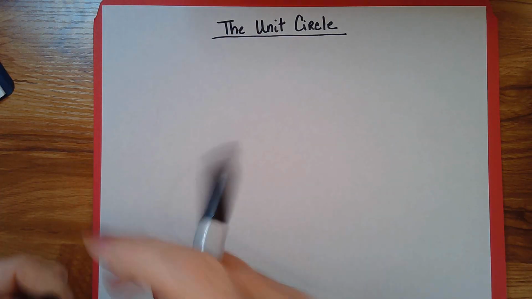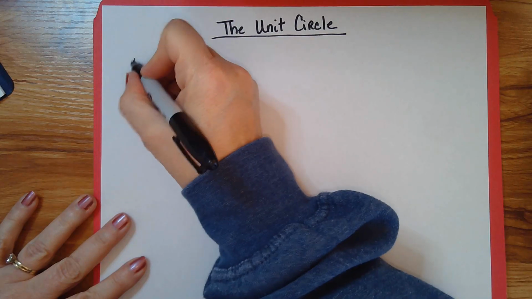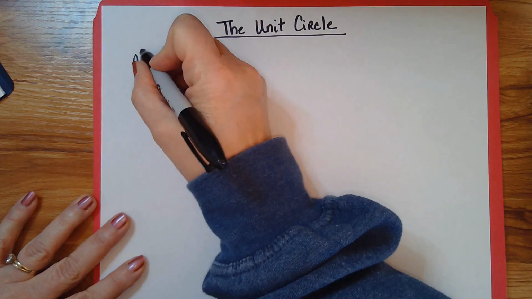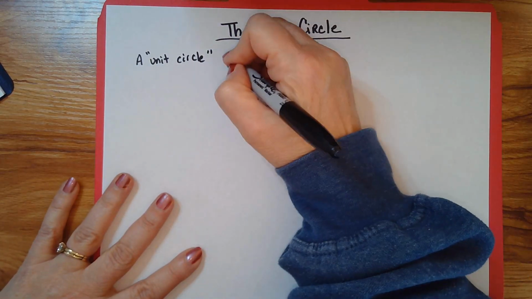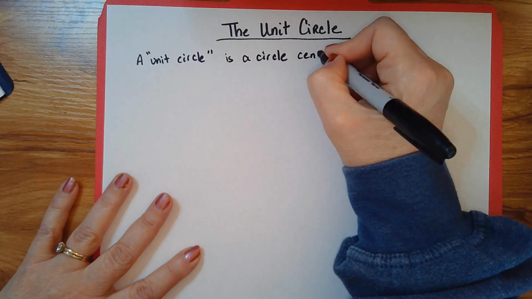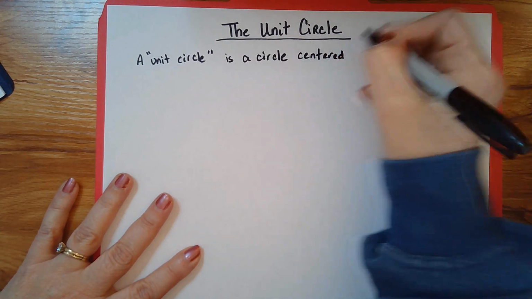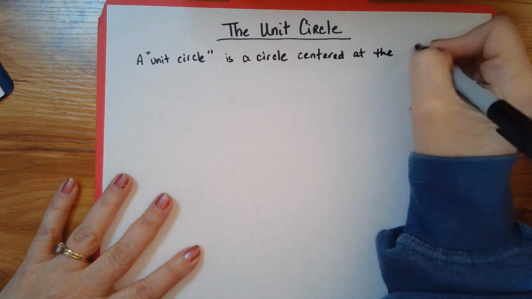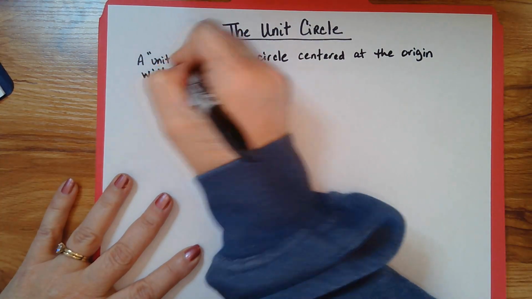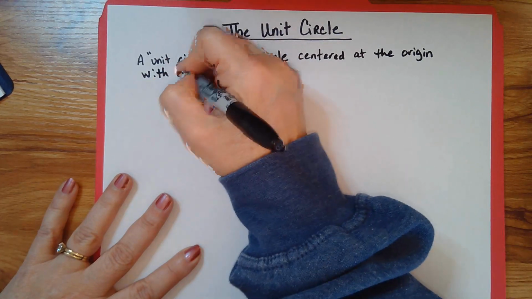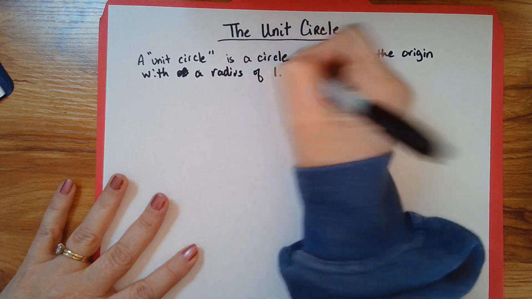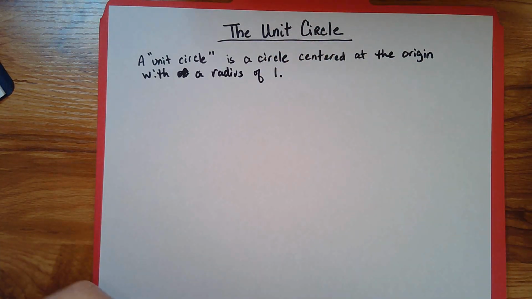So first, let's have a formal definition. A unit circle is a circle which is centered at the origin with a radius of 1. So let's see what it looks like.